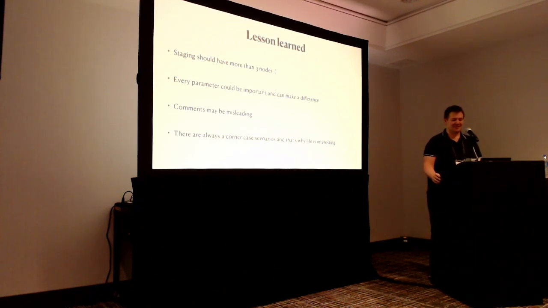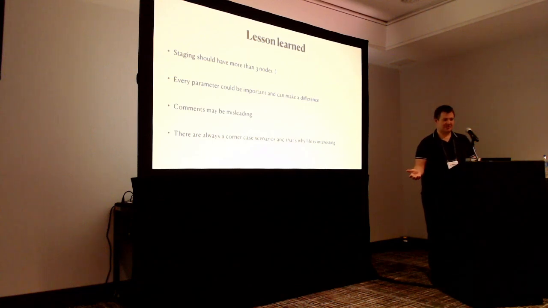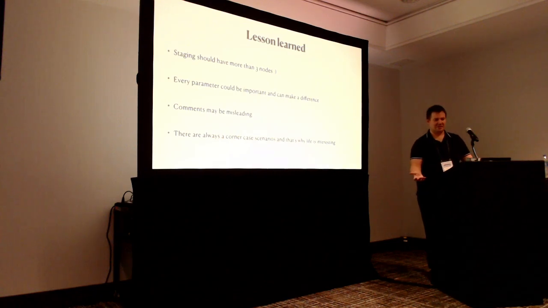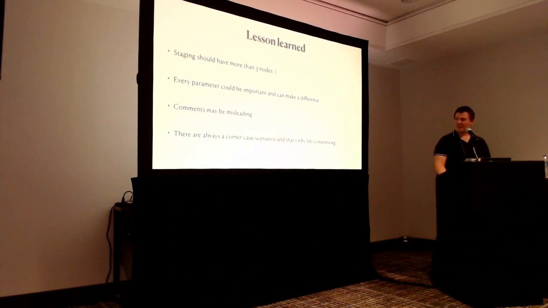Comments may be misleading, because for this no delay parameter, it's written that if the connection is between data centers, the parameter will be set by default, for example. But if I connect inside the data center and it still enables this delay, it means that it's a little misleading to me. It's good to always go to the code and figure out what's going on.